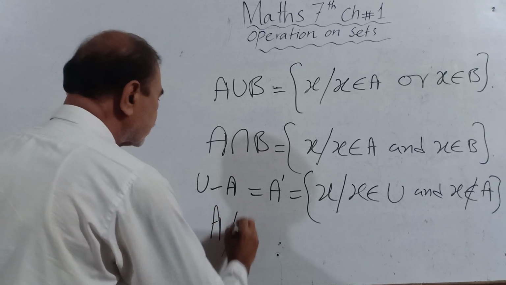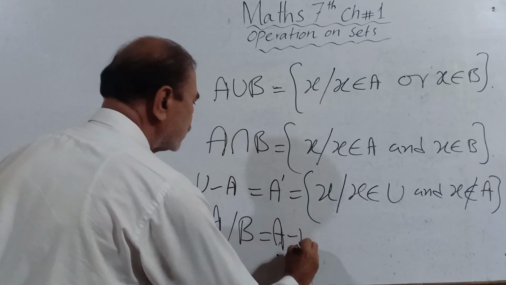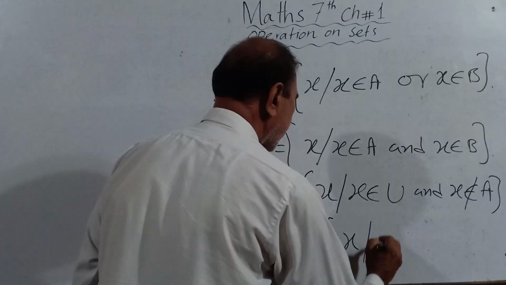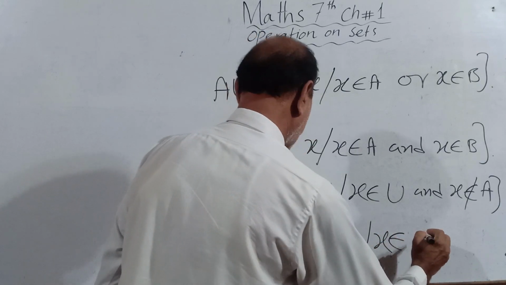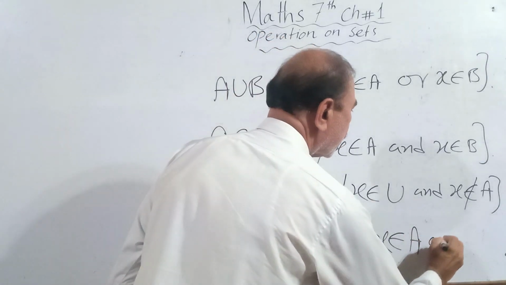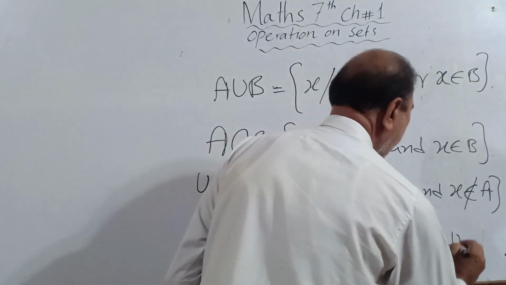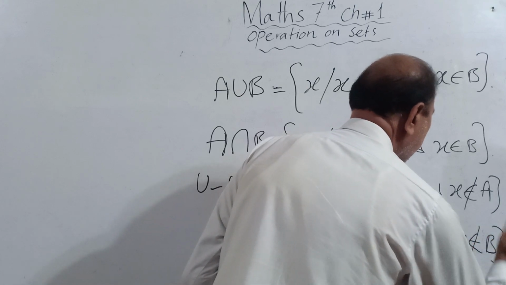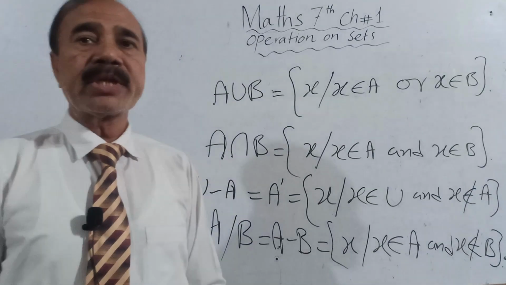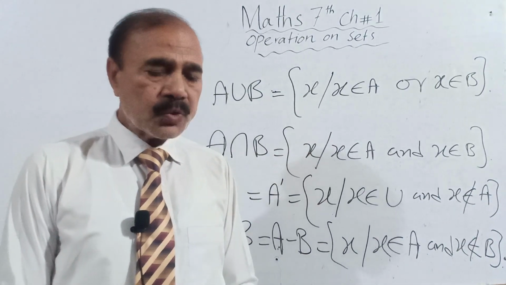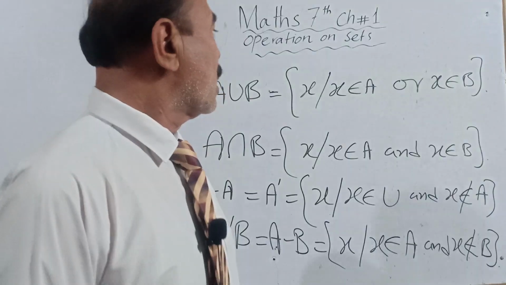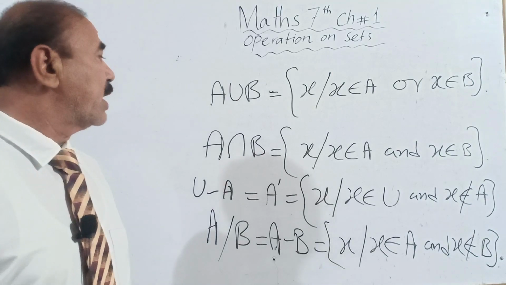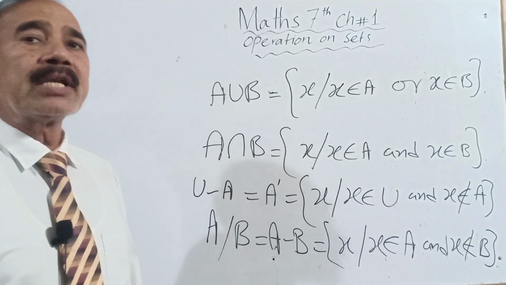Now A minus B. We can write A minus B, this is equal to the set of X such that X belongs to A and X does not belong to B. This is called A subtract B. So, dear students, these are the definitions in mathematical terms of union, intersection, complement, and A minus B.